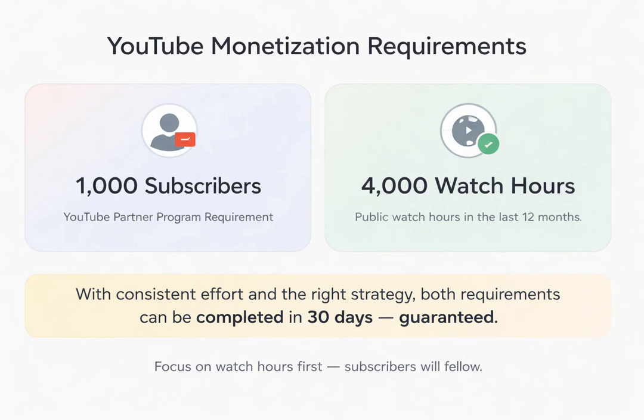Shifting gears slightly, the instructor also covers YouTube monetization requirements. To qualify for the YouTube Partner Program, you need 2 things: 1,000 subscribers and 4,000 watch hours. Now, the watch hours part is what most people struggle with because it requires people to actually spend time watching your content. But the instructor is confident and says with a guarantee that if you go in with the right motivation and strategy, you can complete both requirements within 30 days.